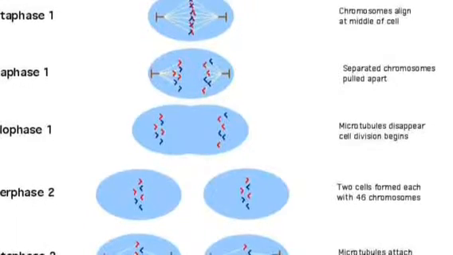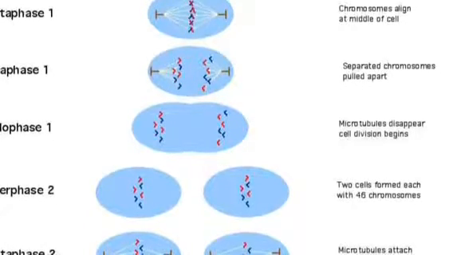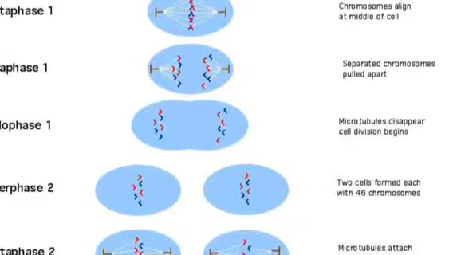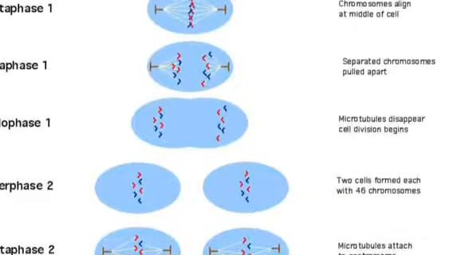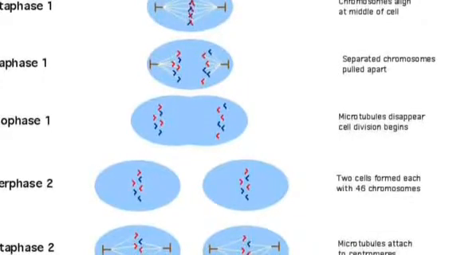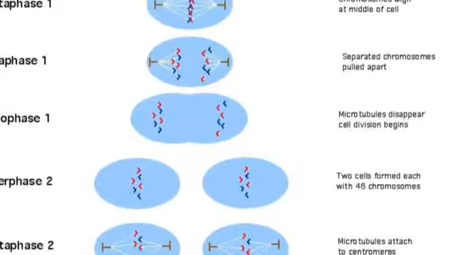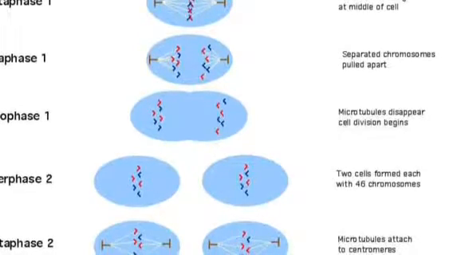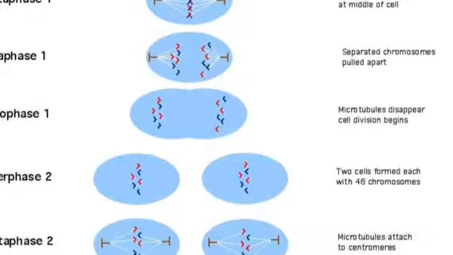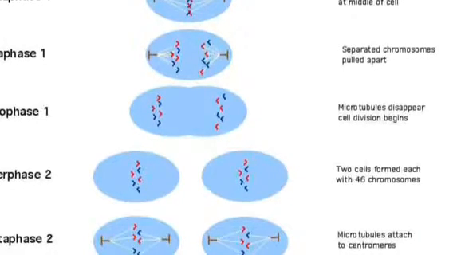Metaphase, spindles form and attach to the tetrads. The paired up homologous chromosomes line up in the middle. Then anaphase 1, the spindles pull the chromosomes toward the opposite ends of the cell, separating the tetrads. Telophase 1, the nuclear membrane forms around the cluster of chromosomes, and then cytokinesis forms two new cells.